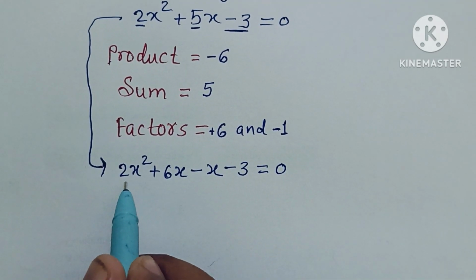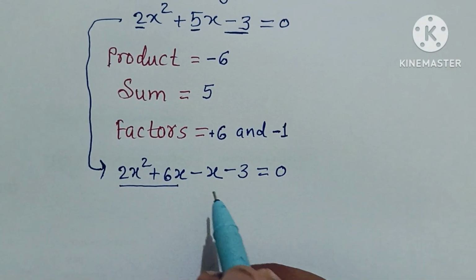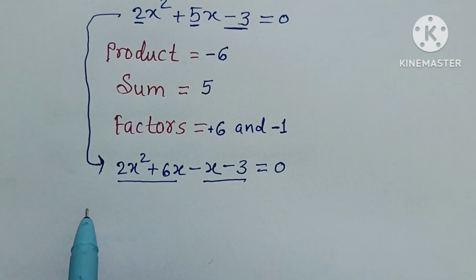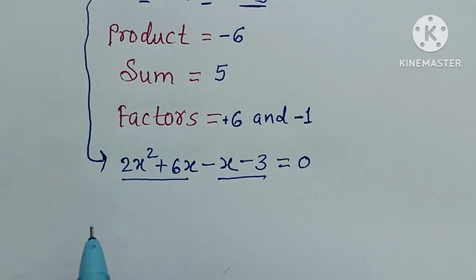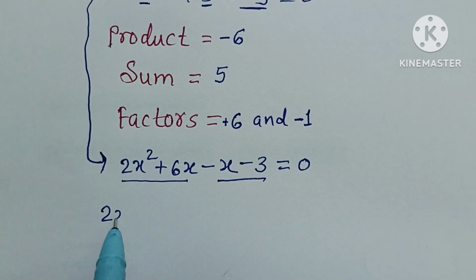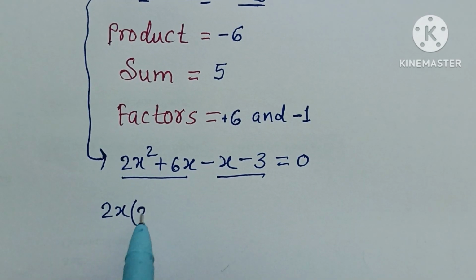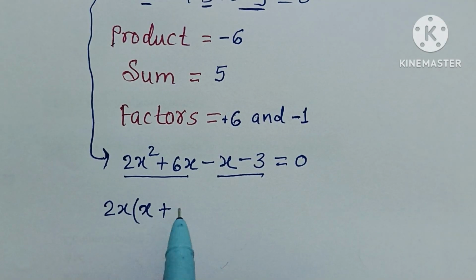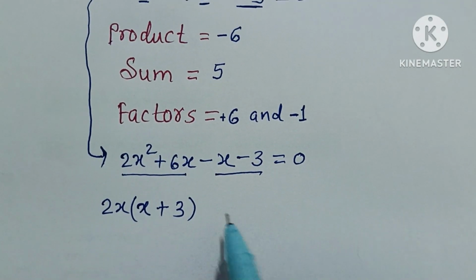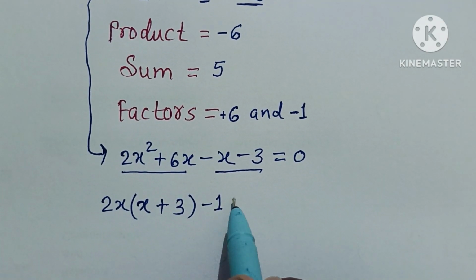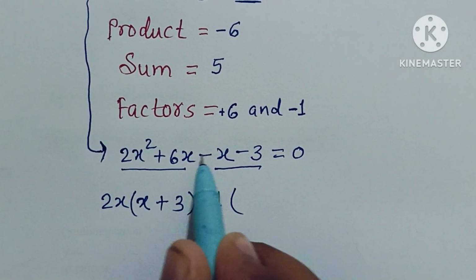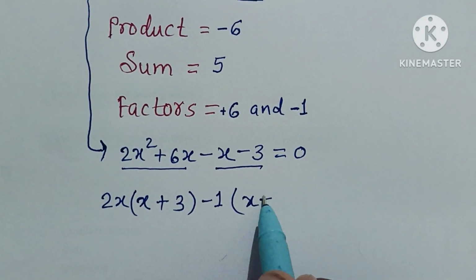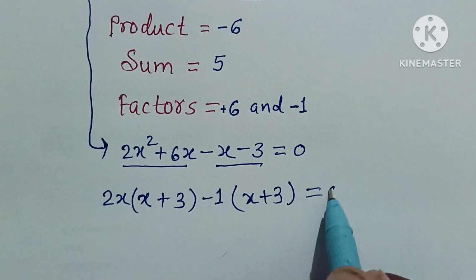So take common from the first two terms: 2x we will take common. Here we take common 2x, so here only x remains, plus 6. 2 3s are 6. Here we take minus 1 common, so here remains x becomes minus, plus x, minus 3 becomes plus 3, equal to 0.